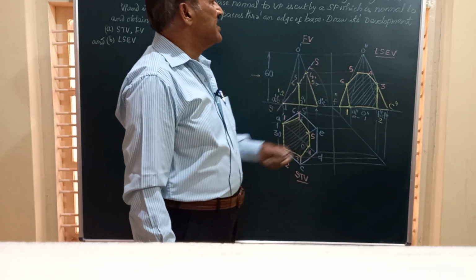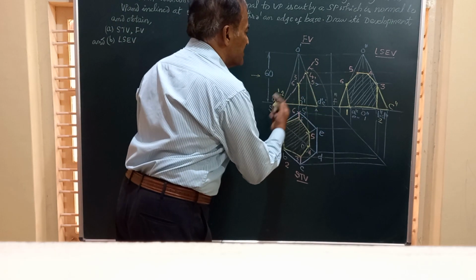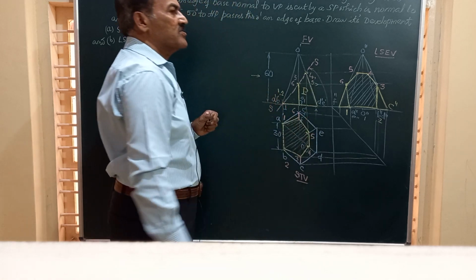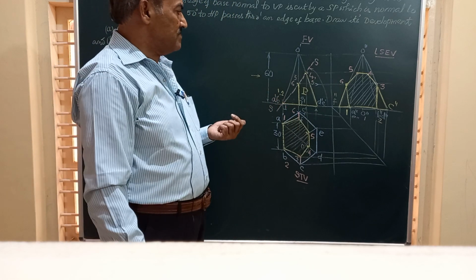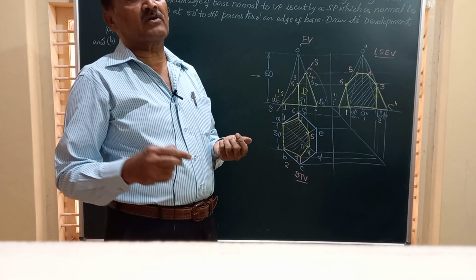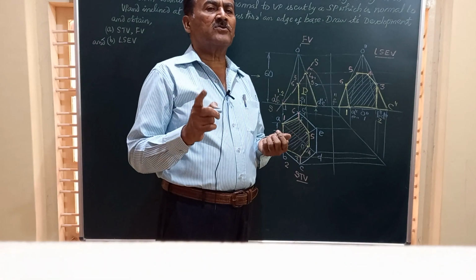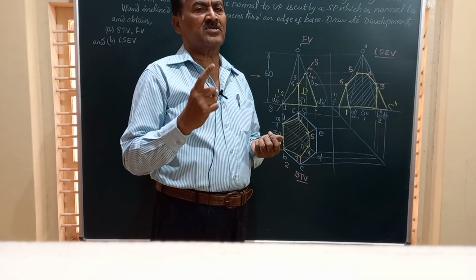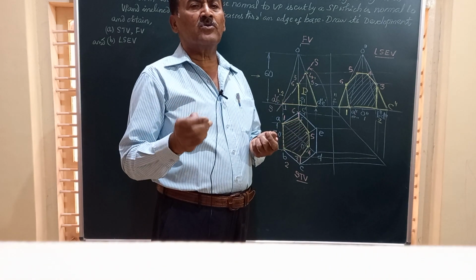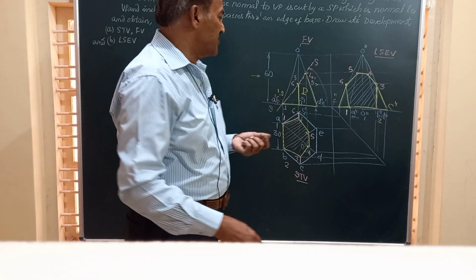We have been asked to draw the development of the lateral surface of this. We'll call it part B. This part we want to draw the development. Friends, you know very well, to draw the development of any solid, we need to know the true lengths of all the edges. Here it is a hexagonal pyramid, so we need to know the true length of the base edge and also the slant edge.